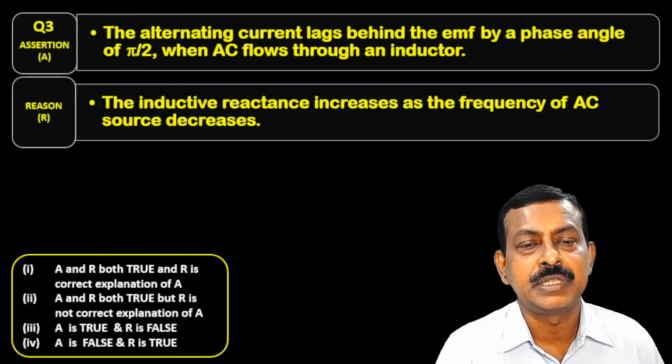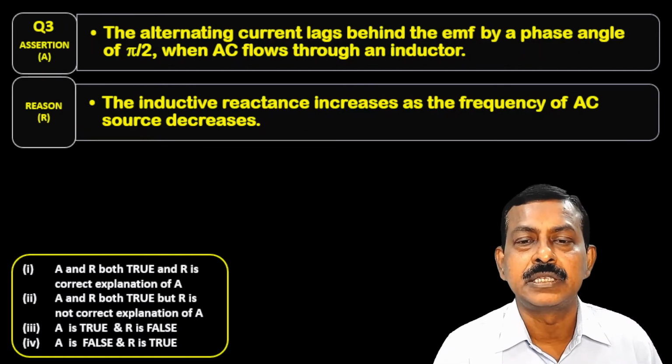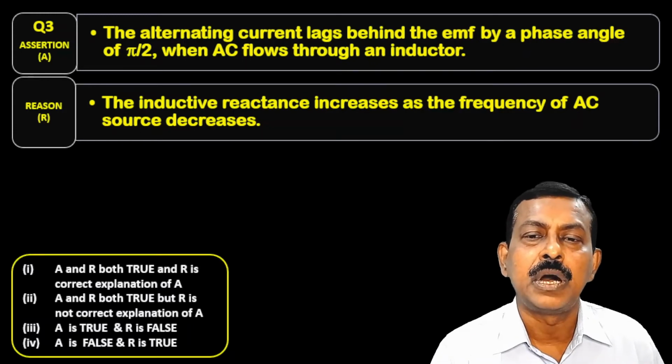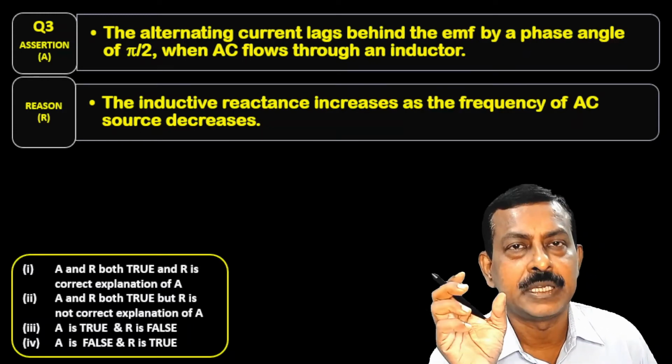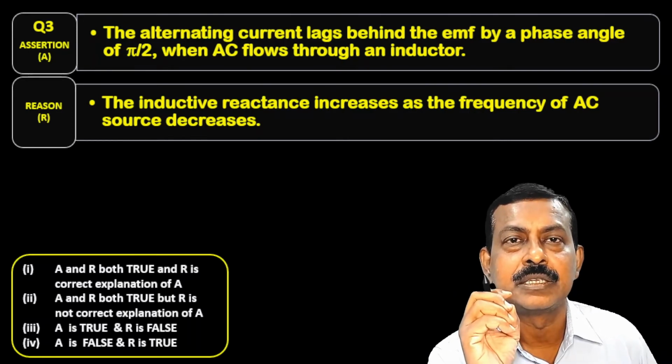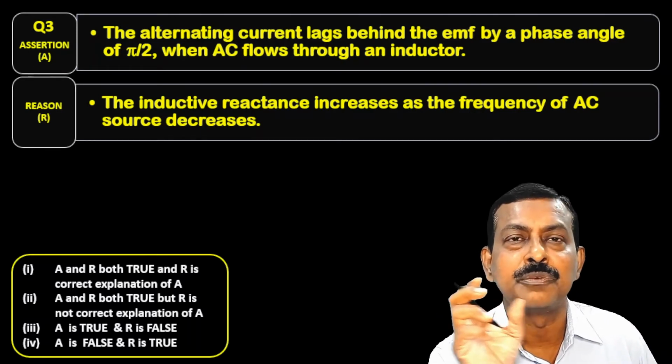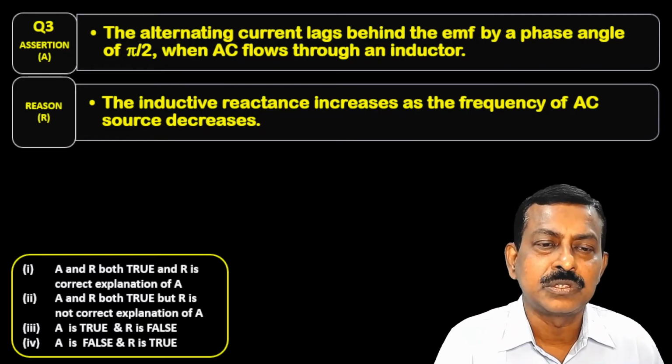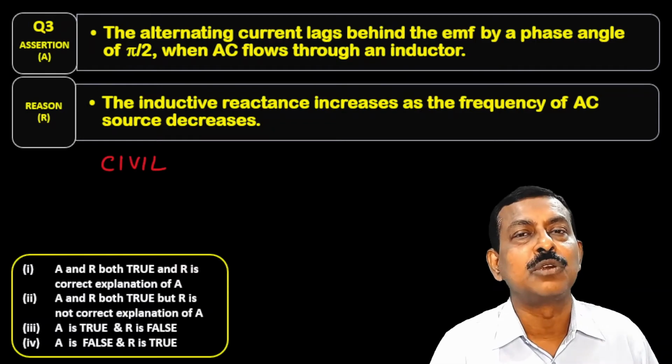And the reason is given that inductive reactance increases as the frequency of the AC source decreases. Whenever you have an AC circuit with a capacitor or inductor and you want to find out the phase relation, you can use the word CIVIL to find out their phase relation.